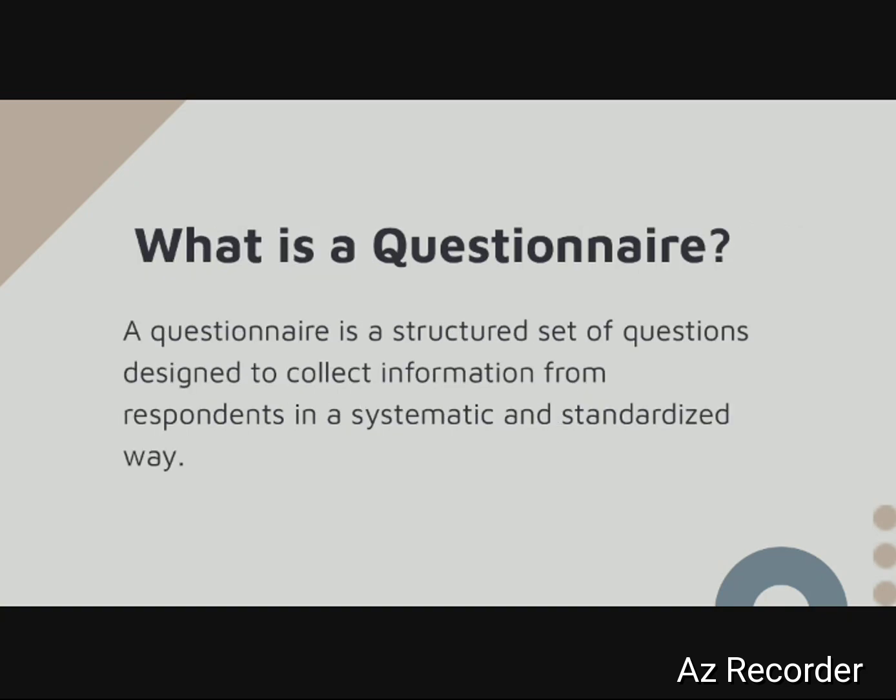Now, what exactly is a questionnaire? A questionnaire is a structured set of questions designed to collect information from respondents in a systematic and standardized way. Imagine you want to know the shopping preferences of 1,000 customers. You cannot interview each person individually because it would take too much time. Instead, you prepare a questionnaire and share it online or offline. This tool saves time, money, and effort while still giving you reliable data.